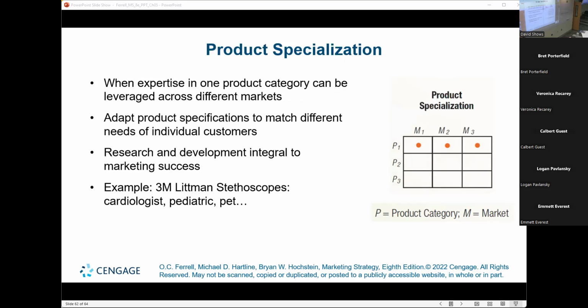Product specialization, you have one expertise. One product category. Match your needs to individual customers. And so they use pediatric, which is a brilliant one. Because every one of those are different markets, but you're focused on one given product.